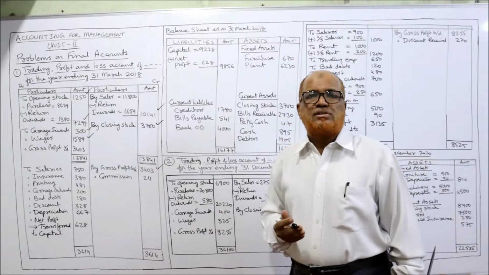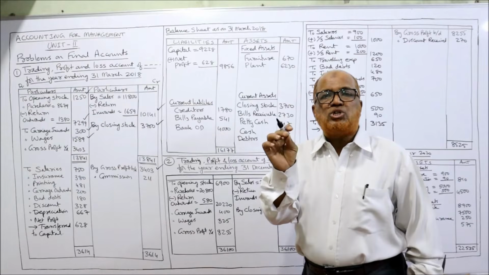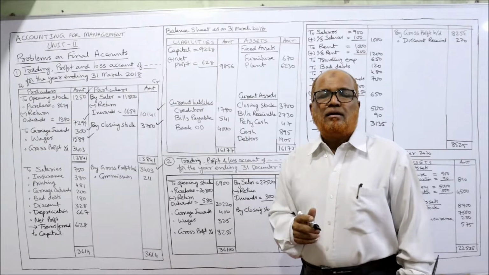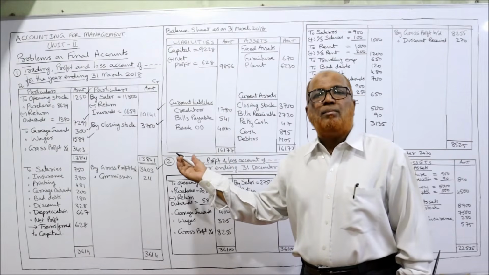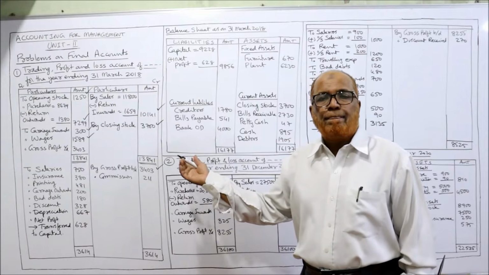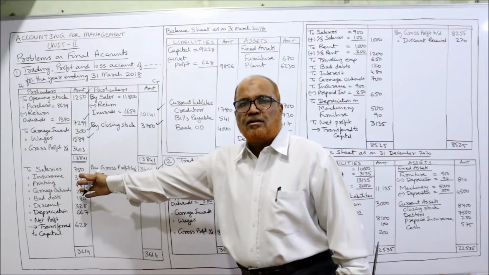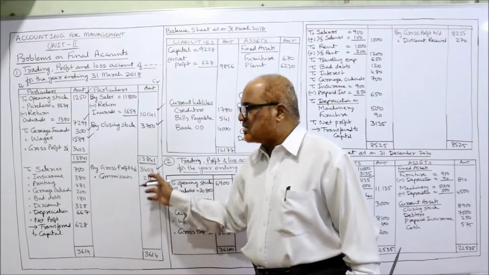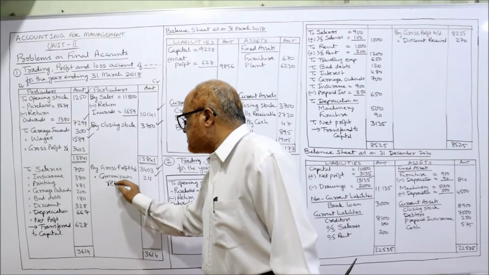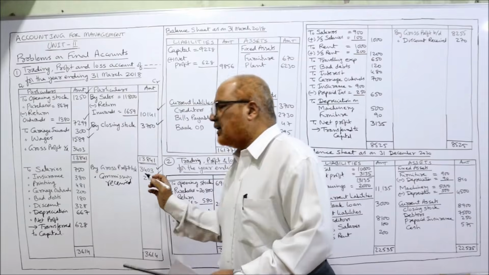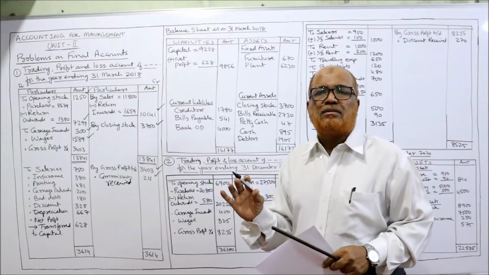Now, other incomes. If you see the problem, other income is only one, that is commission, in brackets CR. Commission CR means credit side. Credit side commission will be taken when commission is received. It's an income. If commission DR would have been given, we would have taken on the debit side. DR debit side, CR credit side. So commission received 211.